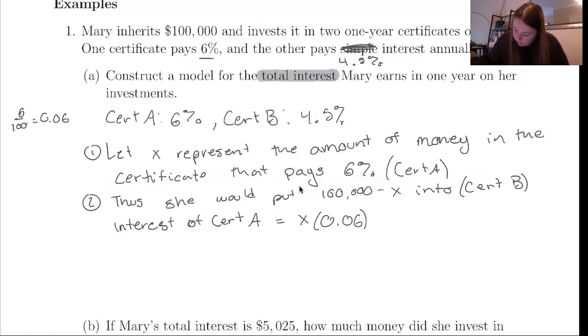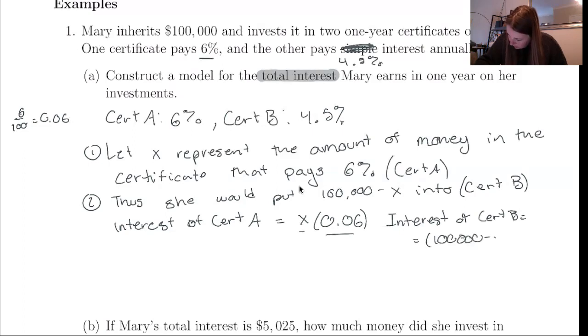And then similarly, this is our amount times our interest rate. And then the interest of Cert B, our amount is, I have to put it down here, 100,000 minus X times 0.045.